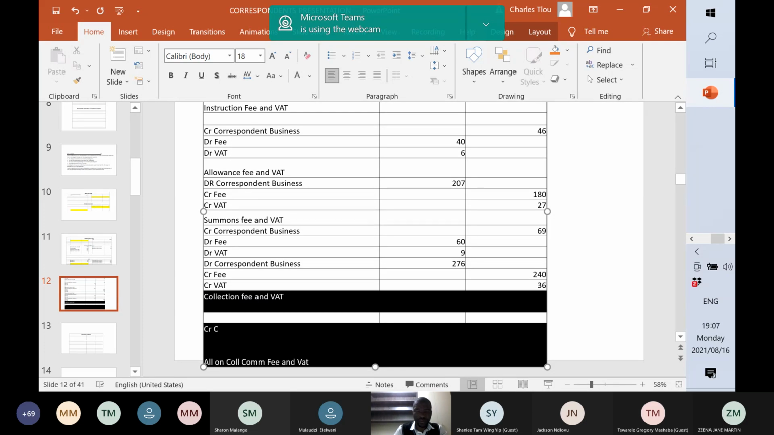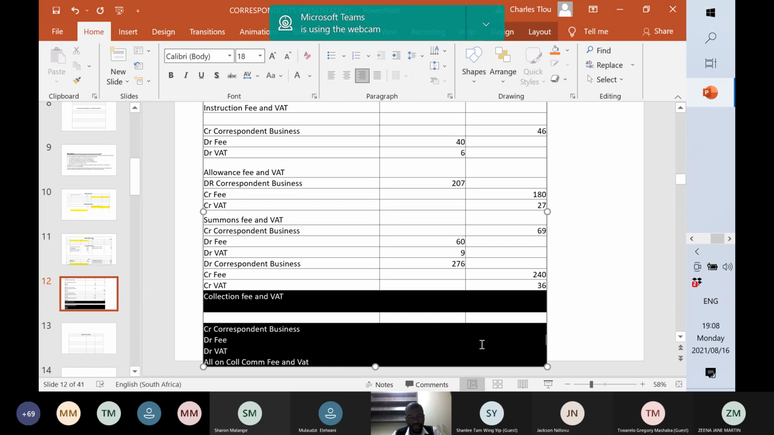Therefore, credit correspondent business. And then debit fee, and debit your VAT. Credit correspondent business, debit your fee and debit your VAT.